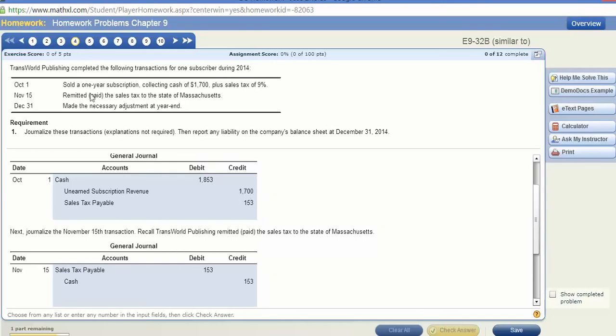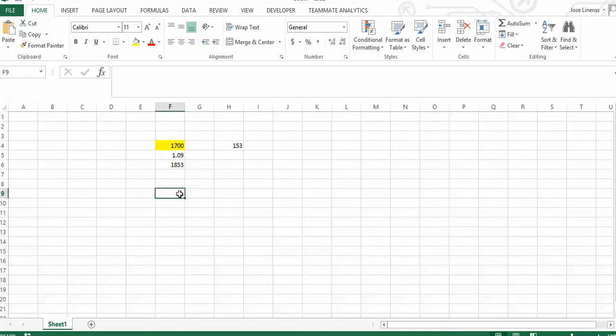The easiest way to do this is to recognize that you sold a one-year subscription. So this 1,700, let's put it here, really needs to be divided by 12. When you divide 1,700 by 12, you get 141.66. I believe it rounds up to 141.67, whatever. So you're really earning this 1,700 over the course of 12 months at this much per month.